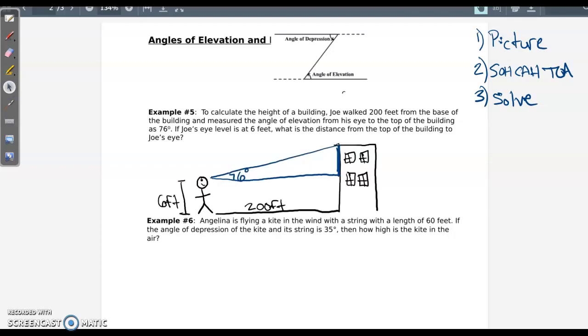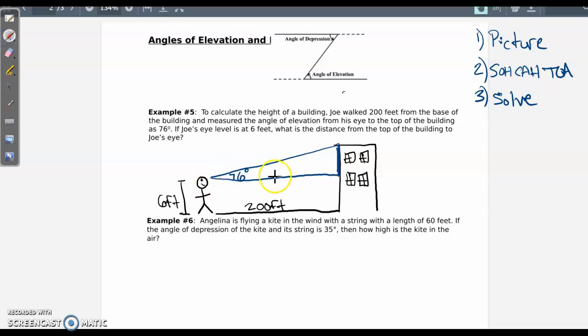I'm going to pause the video and draw my own picture with Joe, his eyesight, the angle, and the building. Obviously, this picture is not drawn to scale. Here I have Joe, 6 feet tall, 200 feet away from this building, and he's looking from his eyesight to the top of the building at an angle of elevation of 76 degrees. And I also made my triangle here.